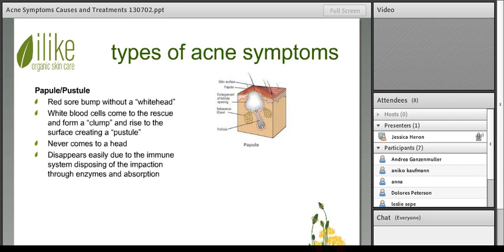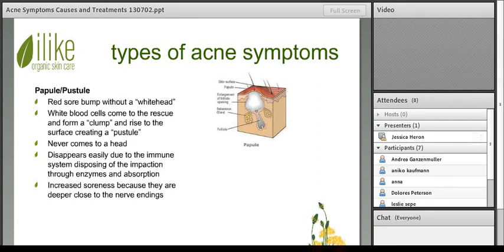Papules never come to a head and disappear easily due to the immune system disposing of the impaction through enzymes and absorption. They also seem to magically disappear. They tend not to rise to the surface and become a head. They sort of hang out for a little bit, and then all of a sudden they're gone. This is because the immune system has won the battle and disposed of the impaction through enzymes and absorption, and the body has disposed of the remains through normal blood excretion. Papules have increased soreness because they are deeper and closer to the nerve endings.